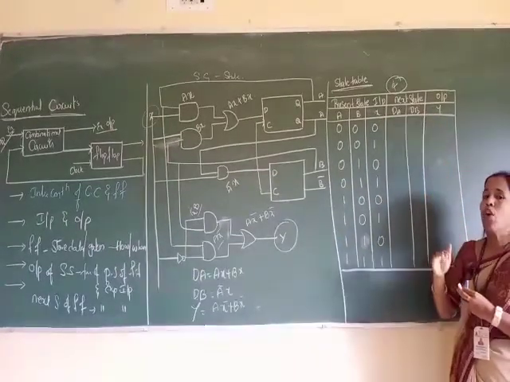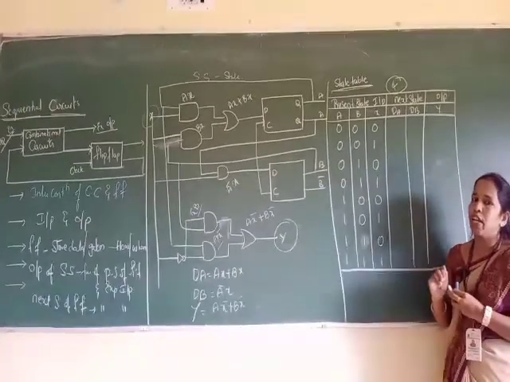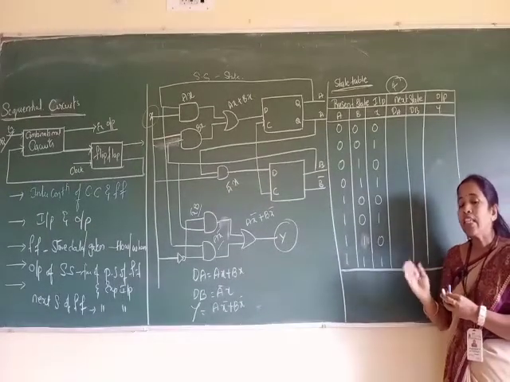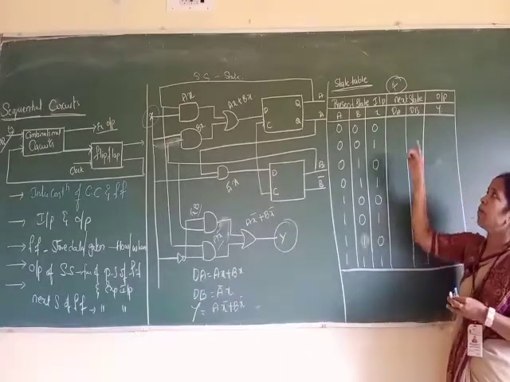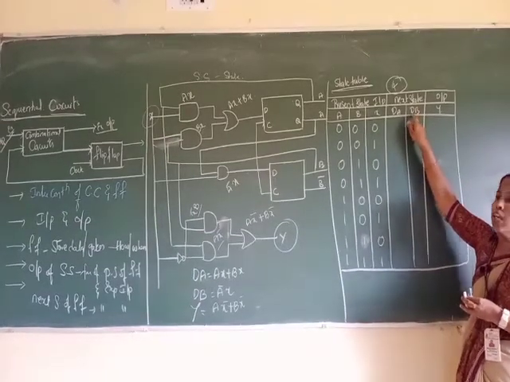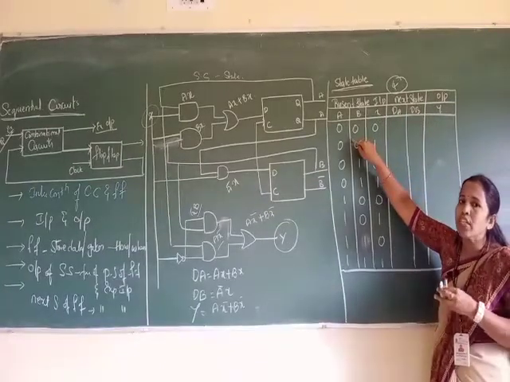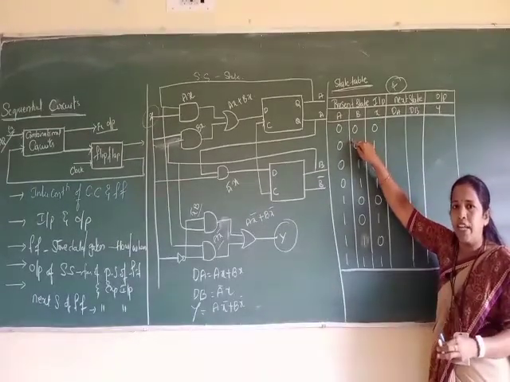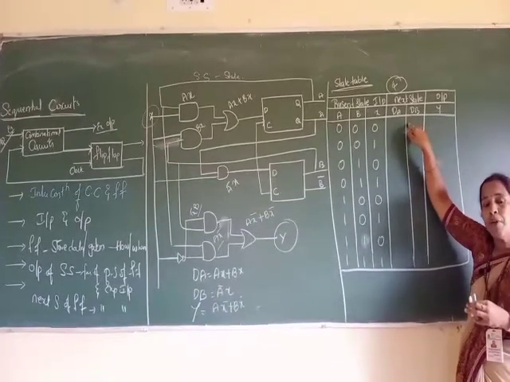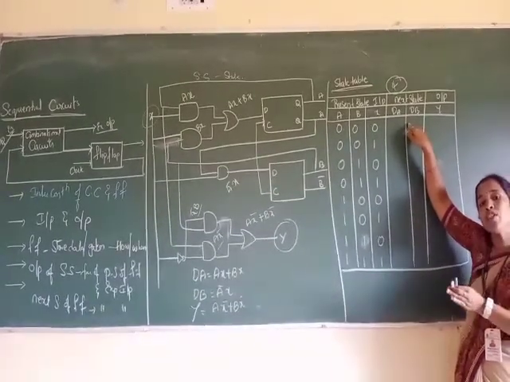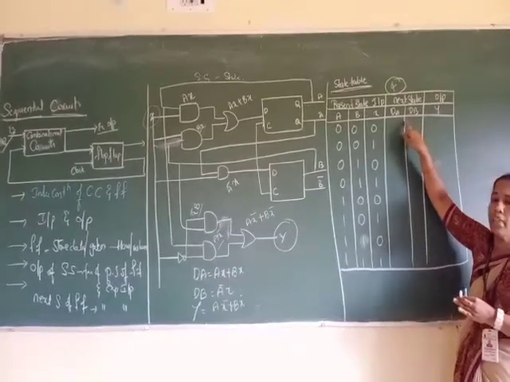And the third section is the next state. What is the next state? Q of T plus 1, I told you. It represents the state of the flip-flop after a clock pulse time. So the present state is the state of the flip-flop at the given time, and the next state is the state of the flip-flop after the positive transition of 1 clock pulse. That is the next time.